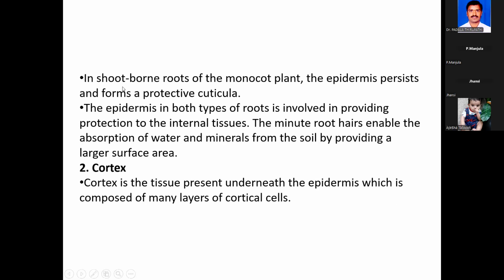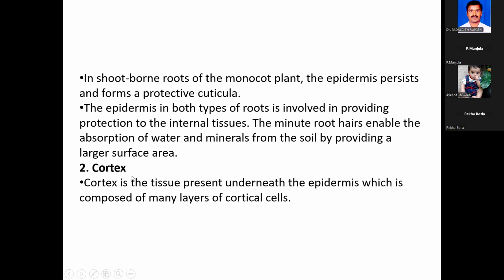In shoot-borne roots of monocot plants, the epidermis can persist and form a protective cuticle. The epidermis in both types of roots is involved in providing protection. The main function of the epidermis is protection of the internal tissue, and the minute root hairs enable the absorption of water and minerals from the soil by providing a large surface area. So this is about the epidermis of dicot and monocot.